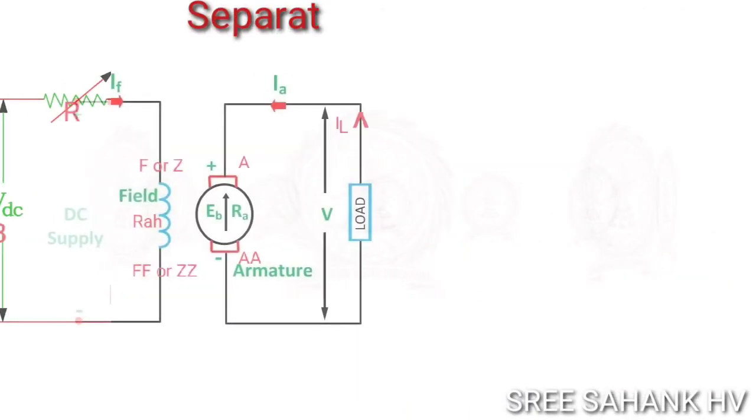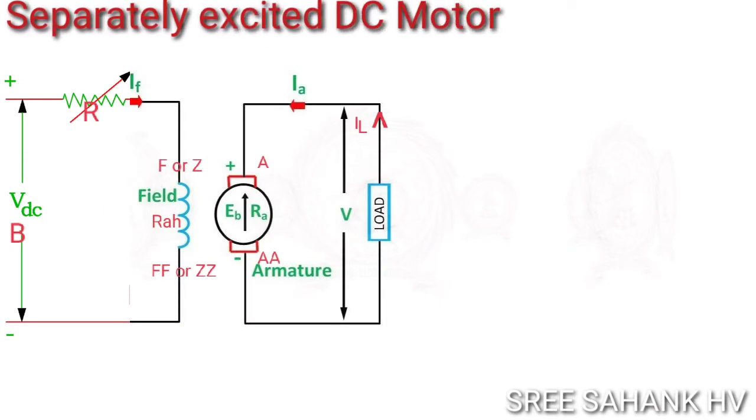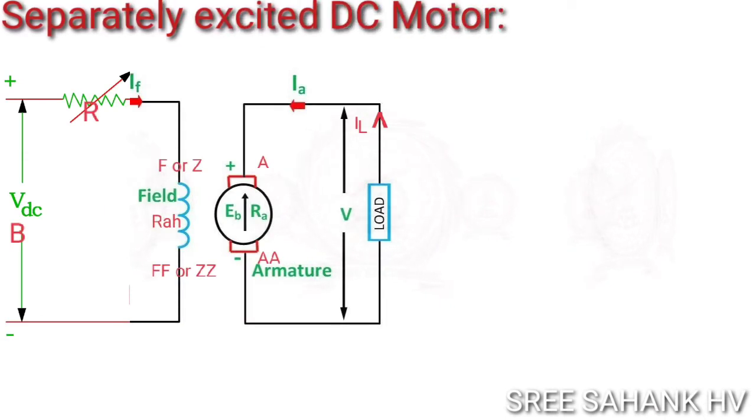Next is the separately excited DC motor. Here the theory is the same for both generator and motor. The only difference is EG and EB. In a generator we denote EG as the generated voltage. In a motor we denote it as EB, the back EMF.